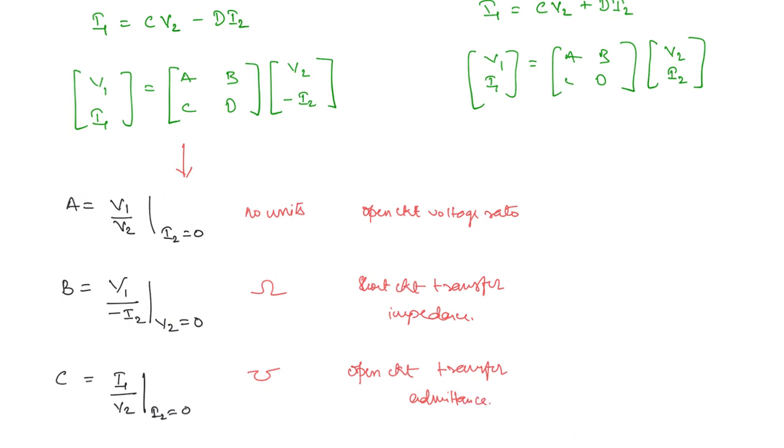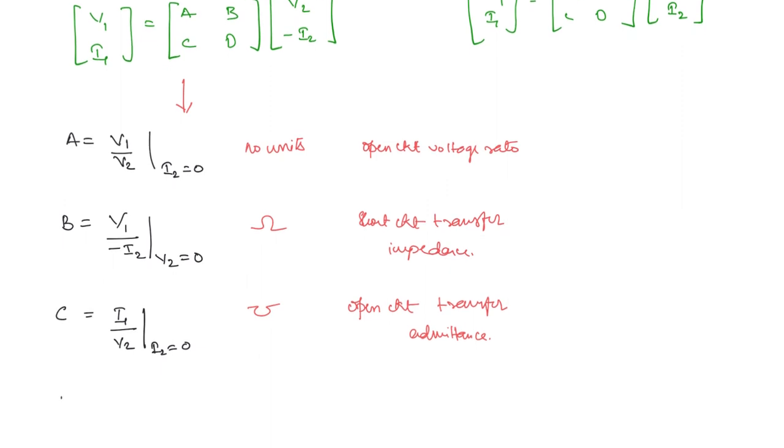Okay. Next, finally, parameter D. This is going to be I1 by minus I2 when V2 is equal to 0. So what will be the units here? This also will not have any units, and this will be called short circuit current ratio. This was the first case.